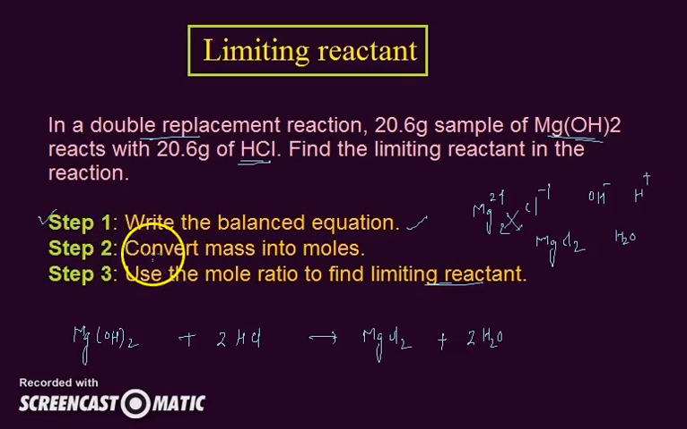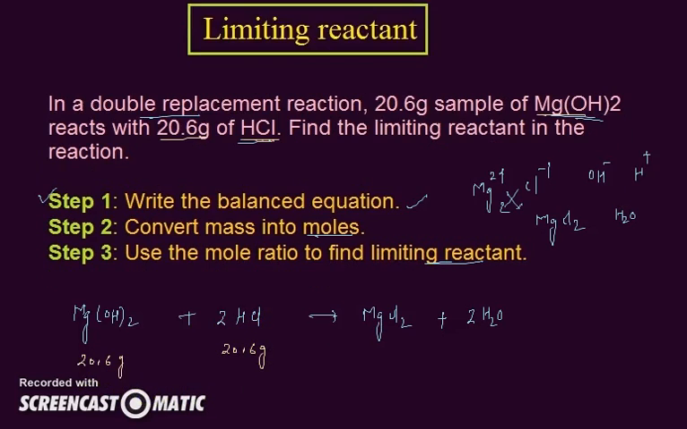The next step states: convert the masses of both reactants into moles. The mass of both reactants is given in the problem, and here you can see that the mass of magnesium hydroxide is 20.6 gram, and the mass of hydrochloric acid is also 20.6 gram. Now we convert mass into mole. When we convert mass into mole, we always divide mass by molar mass.